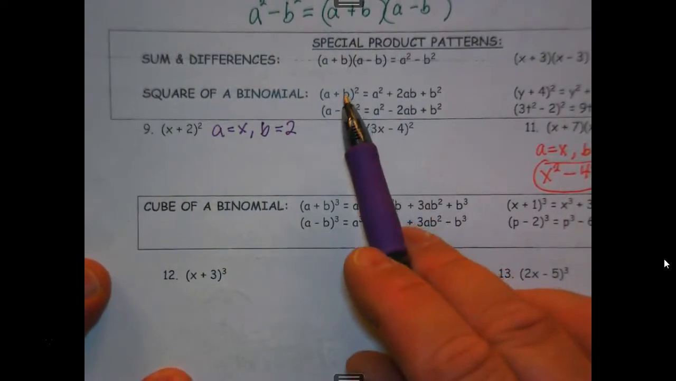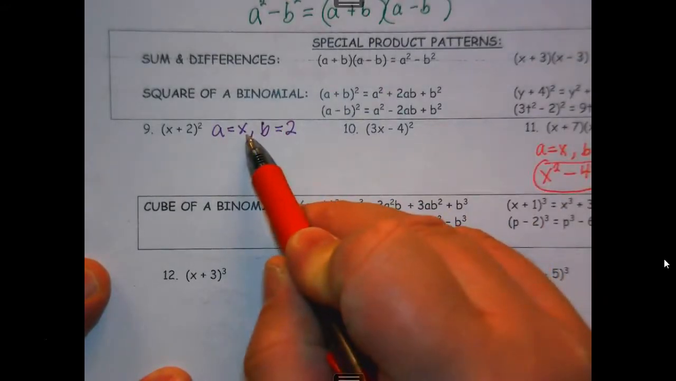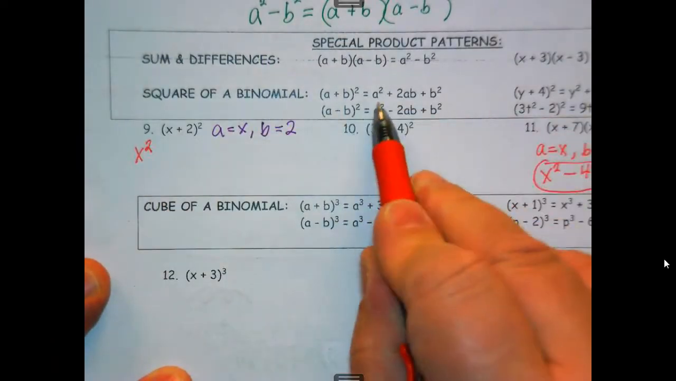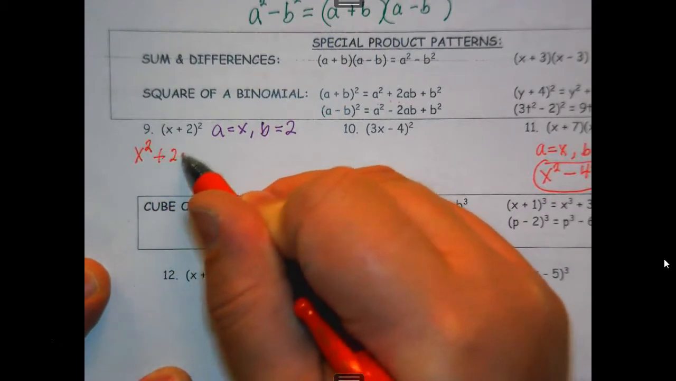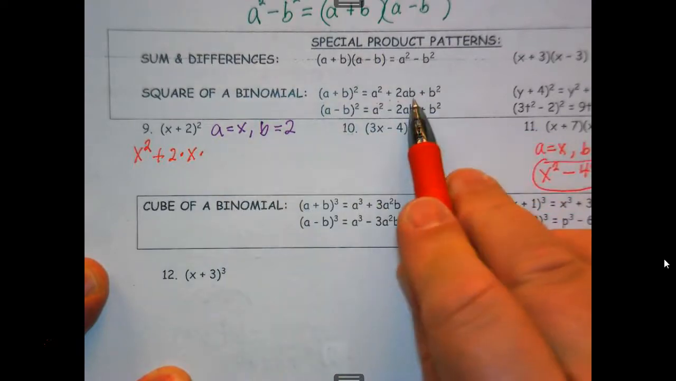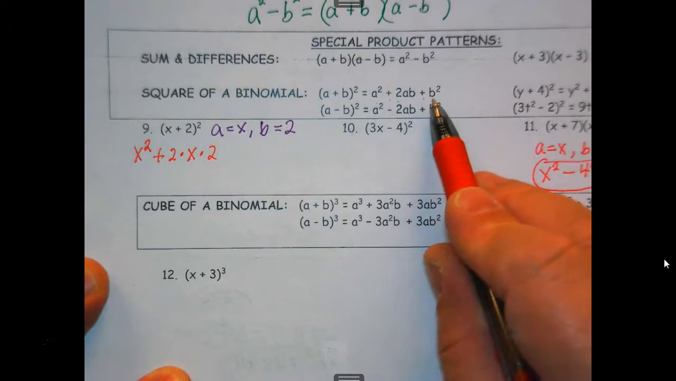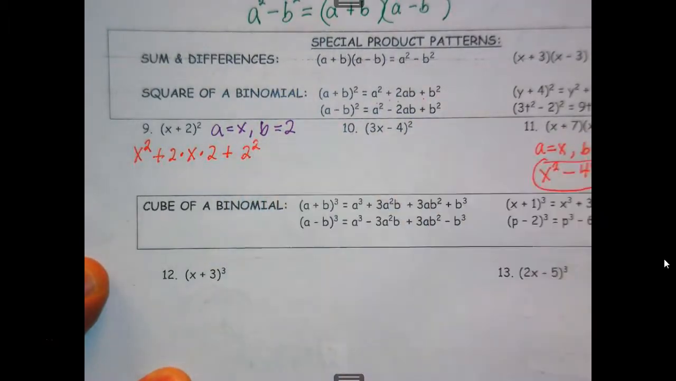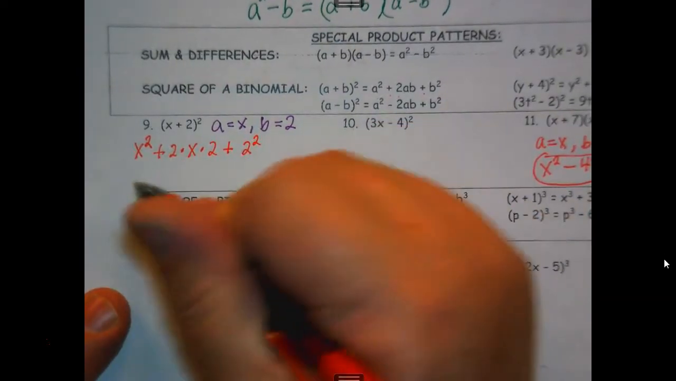Okay, so I have equals A squared. So my A is X, so I have X squared plus 2 times my A, which is X, times my B, which is 2. And then I have plus B squared. Then all I have to do is just finish this and simplify, right? X squared.